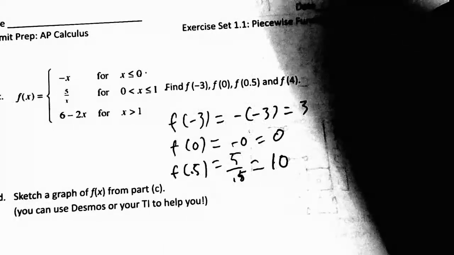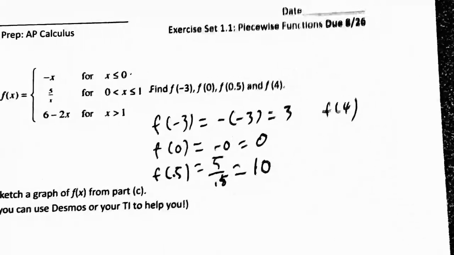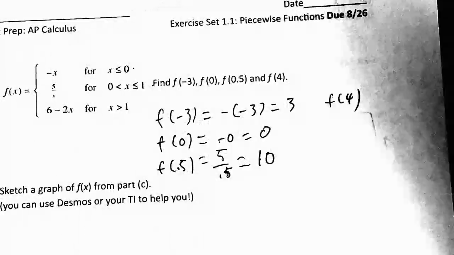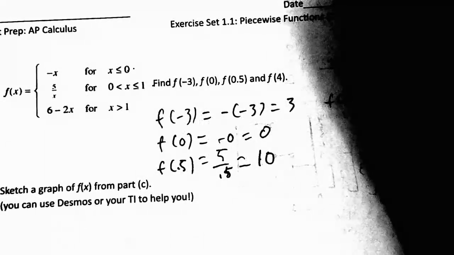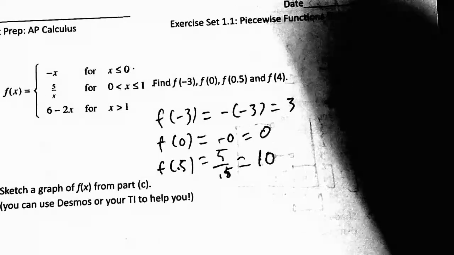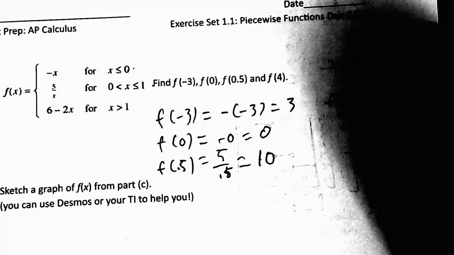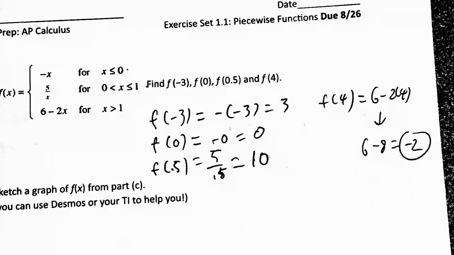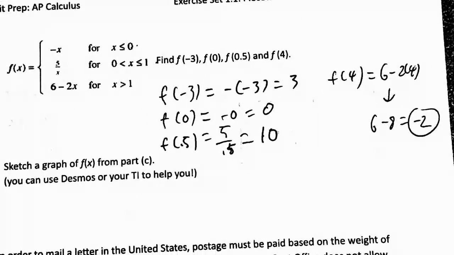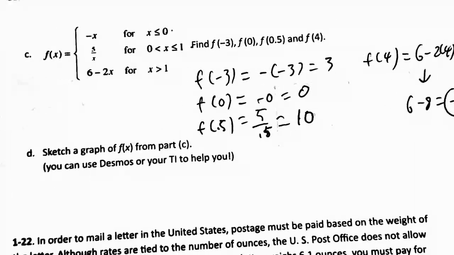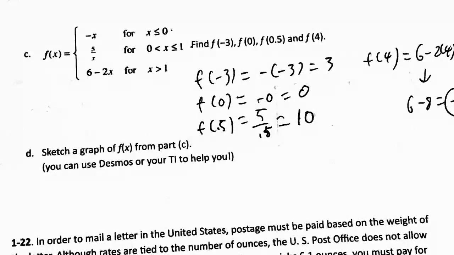Last one, f of 4. That over here. F of 4 greater than 1. I'm going to be using that equation. Equals 6 minus 2 times 4. That is the same as 6 minus 8, which is negative 2. Okay? All right. Now it says sketch a graph of f of x from part C.